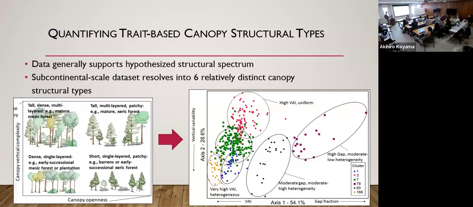There's not any tall, vertically complex forests that are really, really open. It's hard to have that in reality. Maybe if we sampled across the entire world, we would fill in these holes. I'm not sure. That's something that would be interesting to do at some point.